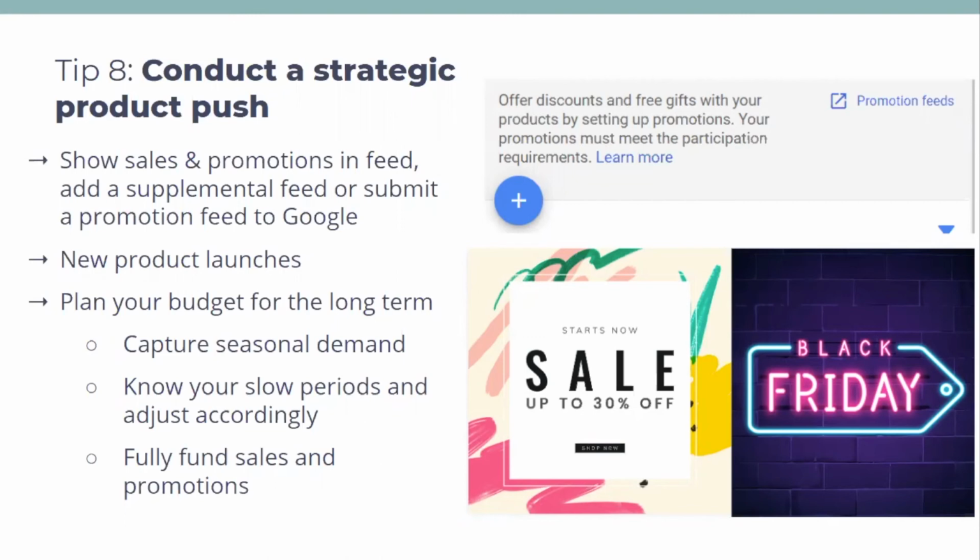There is a way to show sales and promotions in your feed. It used to be that you'd use a supplemental feed to do this, but Google recently launched an actual promotion feed that you can find in Google Merchant Center. You just set up some specific promotion requirements, and then Google reviews those and approves or denies. This is a way for your promotion to actually show within your Google shopping ads, showing a price drop and getting people interested without even clicking through to your site. So try the promotion feed, or make use of supplemental feeds to do that.